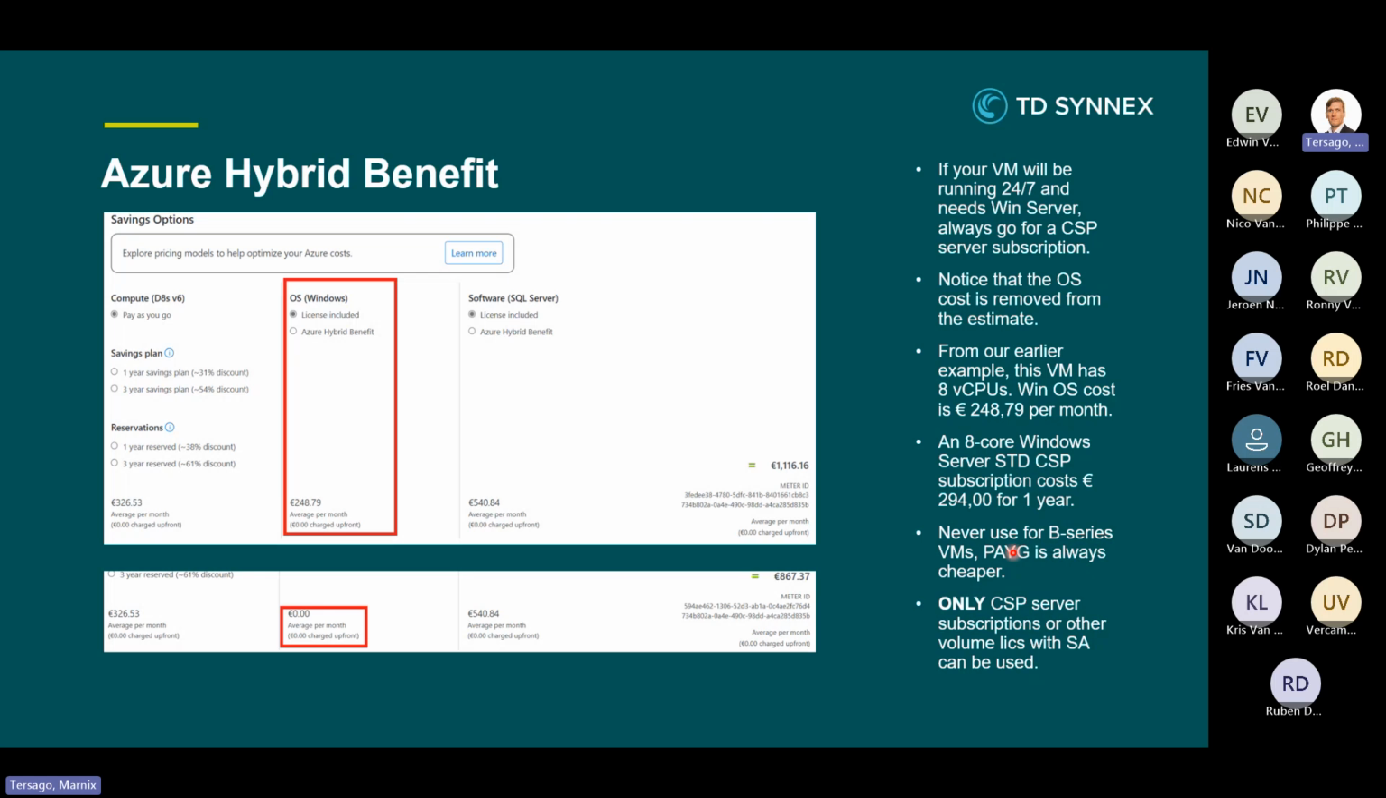My advice is also to never use Azure Hybrid Benefit on the B series, because in the case of the B series, pay-as-you-go is always cheaper. Why? Because these are constrained processors on the VM, which are burstable. The only licenses or subscriptions you can use here are CSP server subscriptions or other volume licenses with active SA.